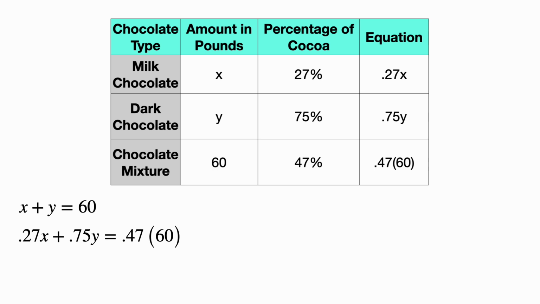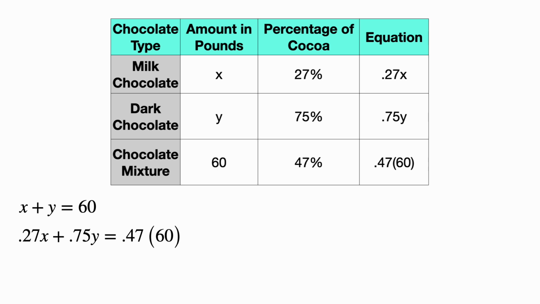This is after we convert the percentage to a decimal number, and since this is a mixture problem where 27% of milk chocolate plus 75% of dark chocolate equals 47% of 60 pounds of mixed chocolate, or 0.27 of milk chocolate plus 0.75 of dark chocolate equals 0.47 times 60 pounds of mixed chocolate. We got our two equations that we can now begin to solve this problem.